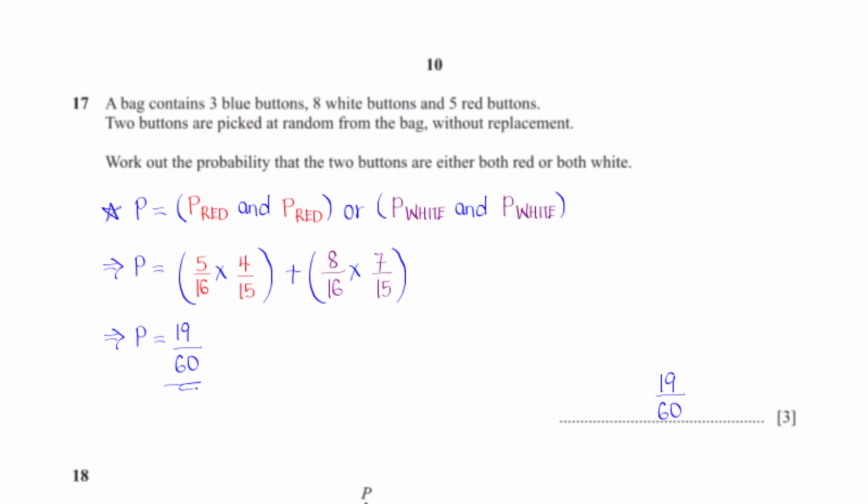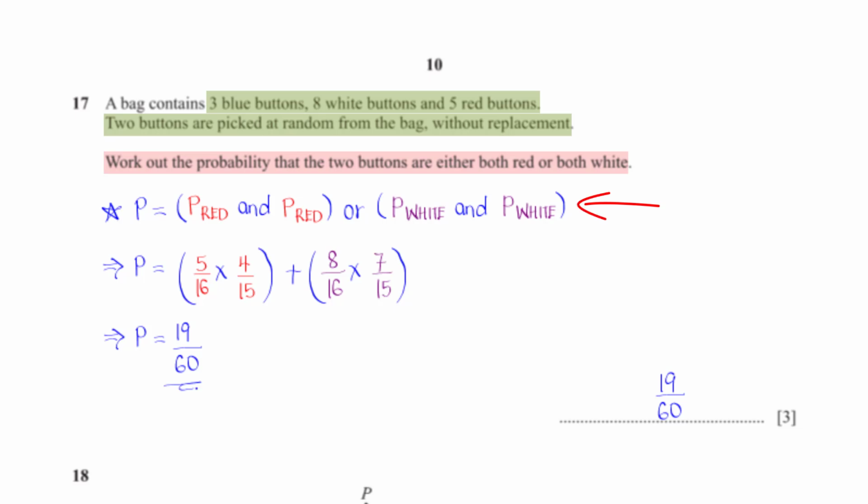A bag contains 3 blue buttons, 8 white buttons, and 5 red buttons. 2 buttons are picked at random from the bag without replacement. Work out the probability that the 2 buttons are either both red or both white. So first off, let's write down our probability equation.